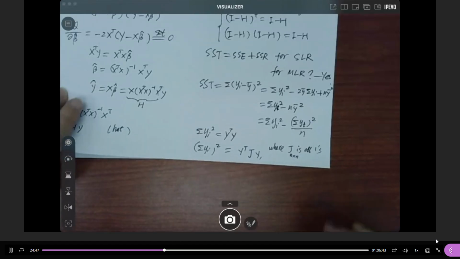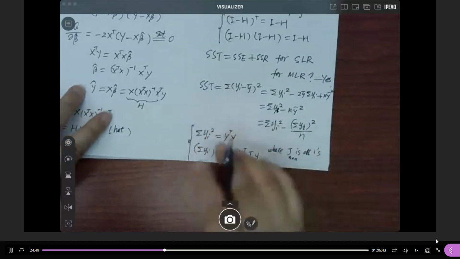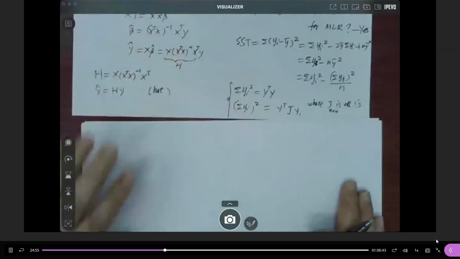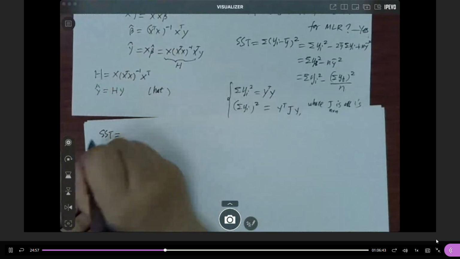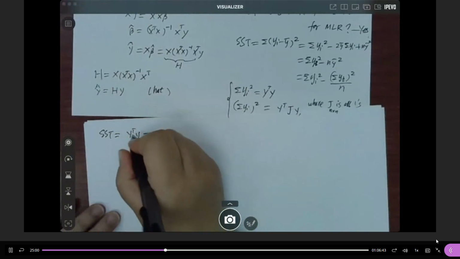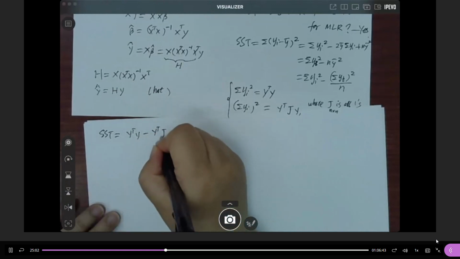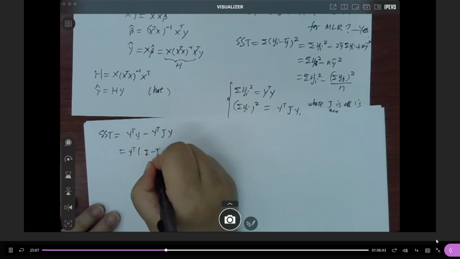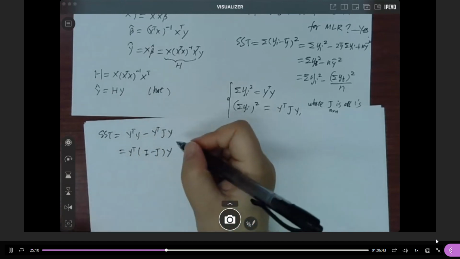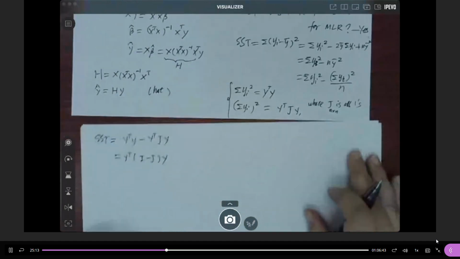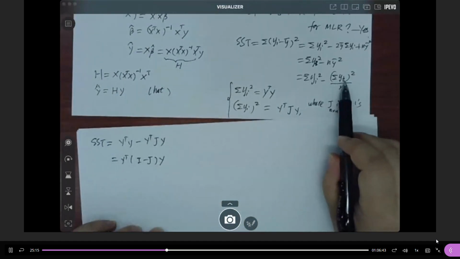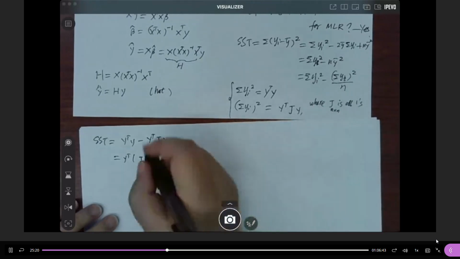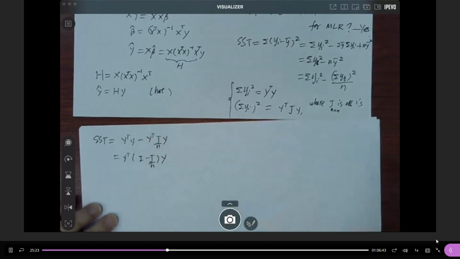All right. So with these two, we can write SST in the matrix form. So SST will be, the first term is y transpose y. The second term is y transpose J y. You can write y transpose, I minus J, y. Oh, J divided by n. You have J divided by n. So the square of summation yi is this. You divide by n here. This will be J divided by n. Okay.